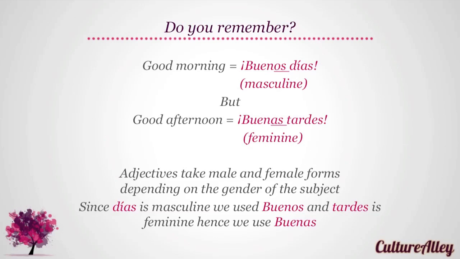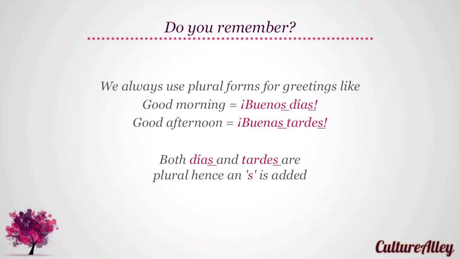Do you remember why good morning is called buenos días, but good afternoon is called buenas tardes? As we learned, adjectives in Spanish take different forms depending on the gender of the subject. Since morning or días is masculine, we use buenos, whereas for tardes, which is feminine, we use buenas. Do you remember that we always use plural forms for greetings like good morning or buenos días and good afternoon or buenas tardes? Both días and tardes are plural, hence an S is added.